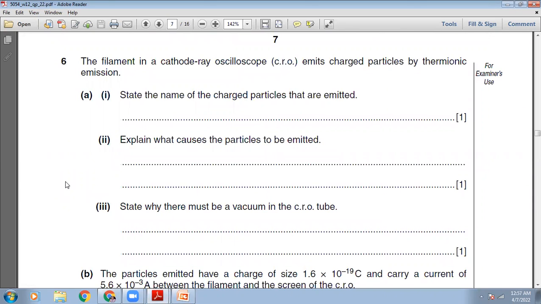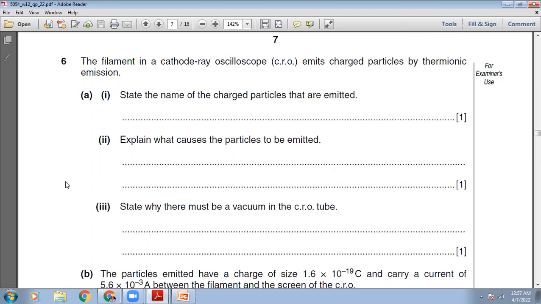Okay, question number 6. The filament in a cathode ray oscilloscope emits charged particles by thermionic emission. State the name of the charged particles that are emitted by thermionic emission from a heated filament. From a heated filament, the electrons come out of that filament into the air, and that is called thermionic emission. So the charged particle which is involved is electron. Then the question is: explain what causes the particles to be emitted.